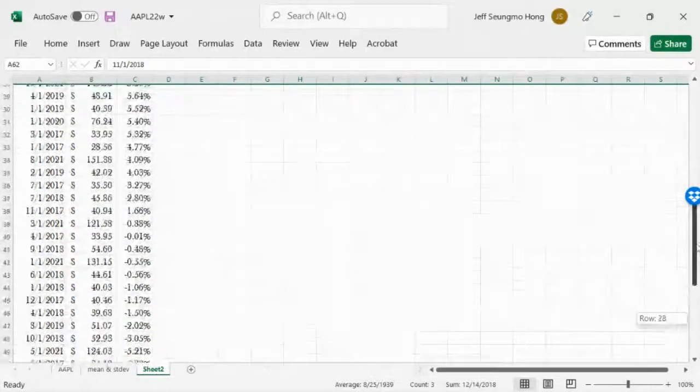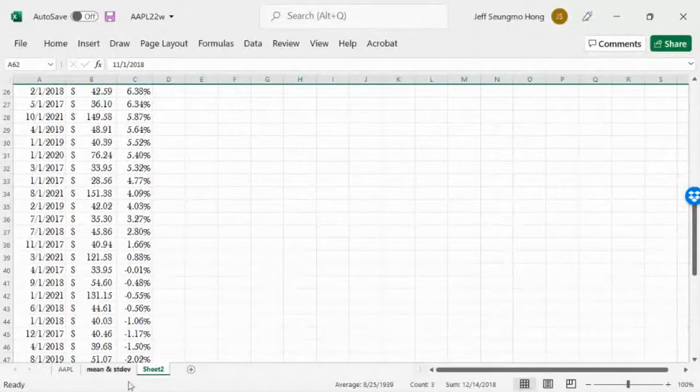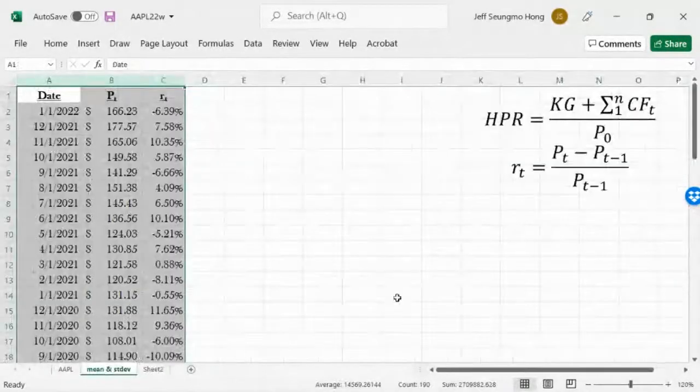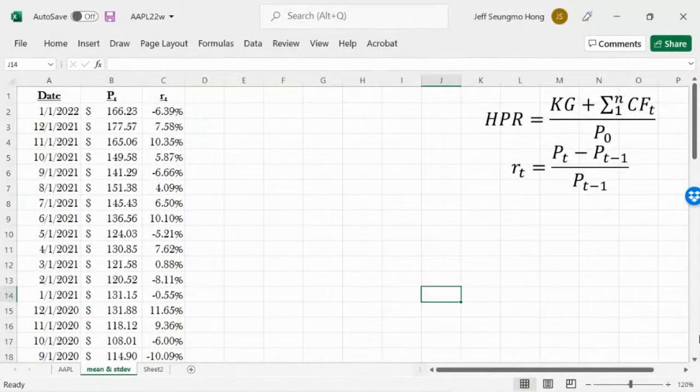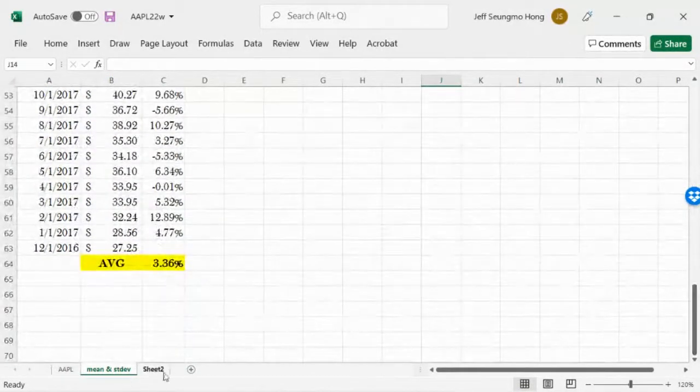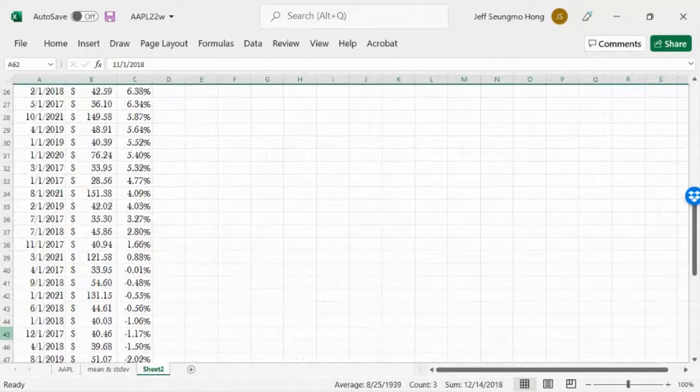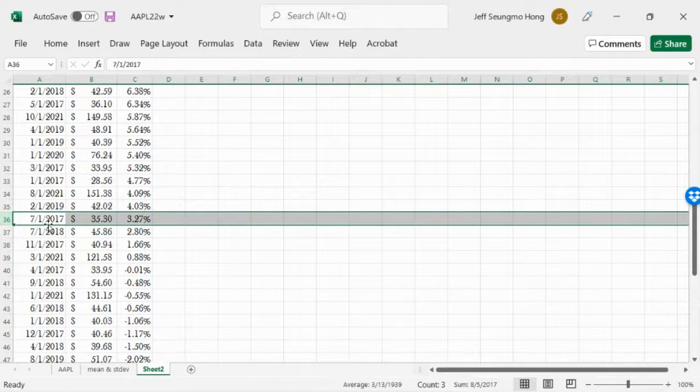I mean, the market fluctuates, but do you see 3.3 something? Our mean was 3.36. The average will never happen. By coincidence, it can happen, but it's only a coincidence. Only 1 month, July 2017, was close to our average, but that's what average is. It's a very neutral number.